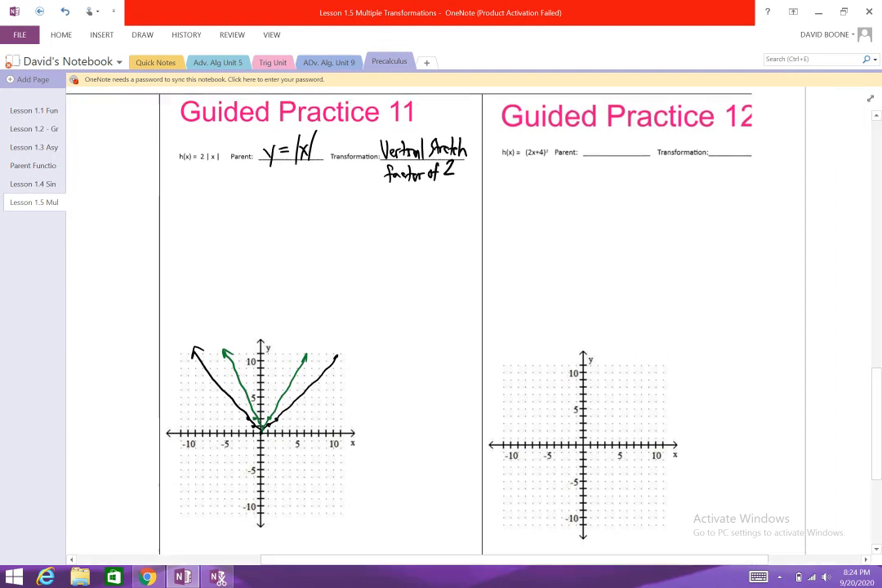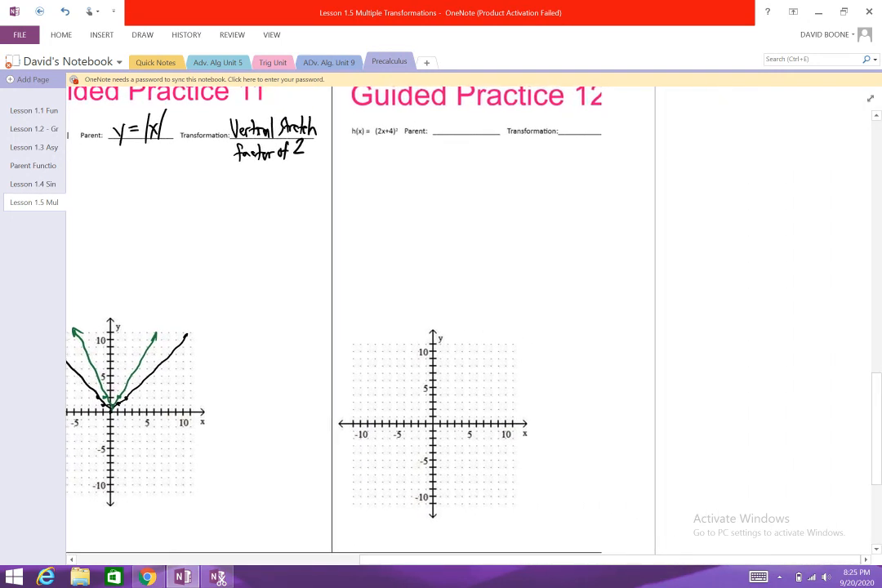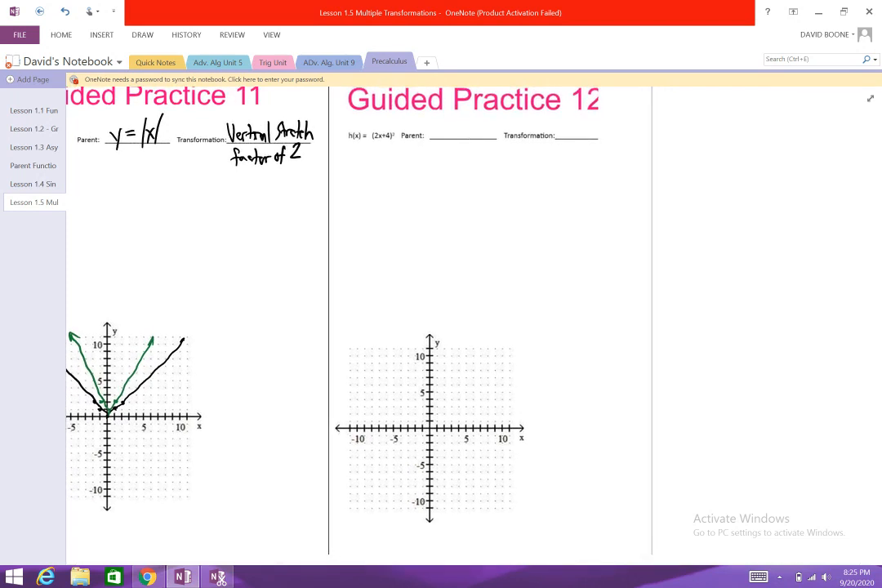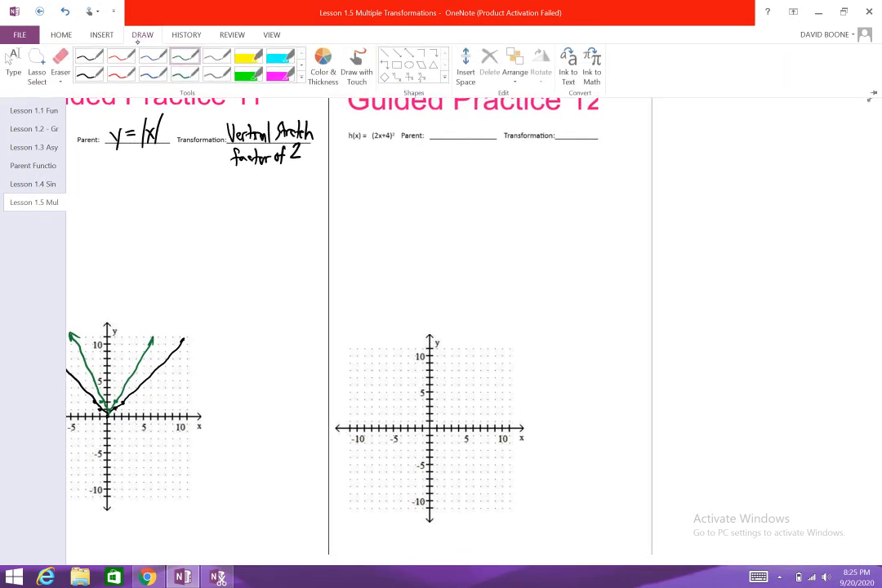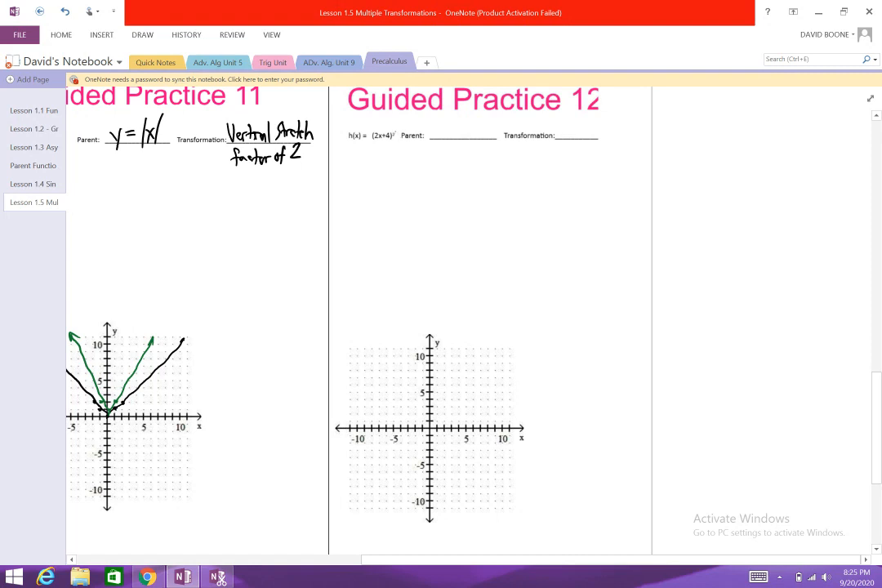All right, we'll try another one here. If I look at this function, I see a squared. So I know my parent function is y equals x squared. It's that original parabola, the points 0, 0, 1, 1, 2, 4, and if you want to go any more, negative 1, 1, negative 2, 4. Have a parabola like that. That'd be our original one.